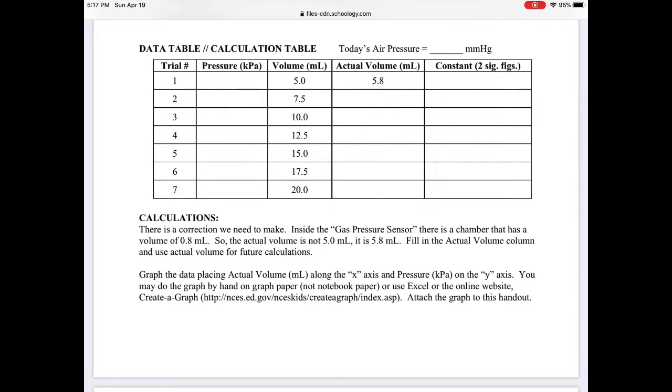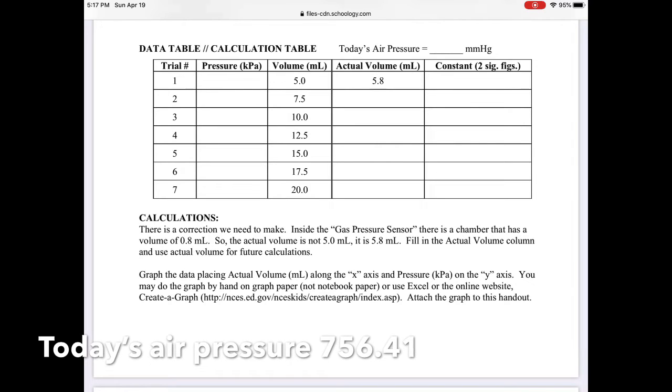Now you'll notice that it says actual volume. The actual volume is 0.8 milliliters greater than the volume that is listed, that I said, okay, we go to 5 milliliters, for example, because the gas pressure sensor has a volume of 0.8 milliliters.